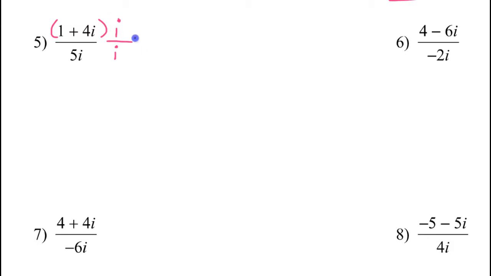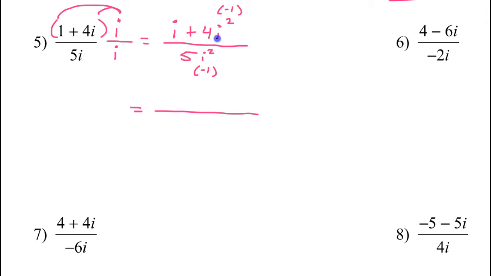Alright, so what happens? If I multiply the numerator by i, I'm just doing the distributive property. So I'm going to get i plus 4i squared. In the denominator, I'm going to get 5i squared. Now, remember that i squared is negative 1. So this 4i squared is 4 times negative 1, so that's going to be negative 4. And then I still have the i. I'm just putting it second because you always put the imaginary term second. In the denominator, we have 5 times negative 1, so that is simply negative 5. So this is one acceptable version of the answer.